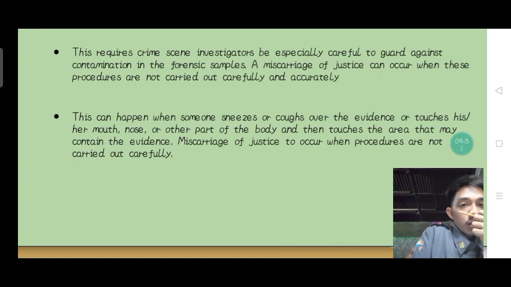So, dito, ito is mangyayari lang kung yung isang tao or yung isang investigator is nahawakan niya or by her mouth, nose, and other parts of her body, or yung sa buhok, is mangyayari lang to pag hindi tayo naka-proper uniform, or na hindi tayo proper material sa pag-collect ng isang bagay or isang evidence.